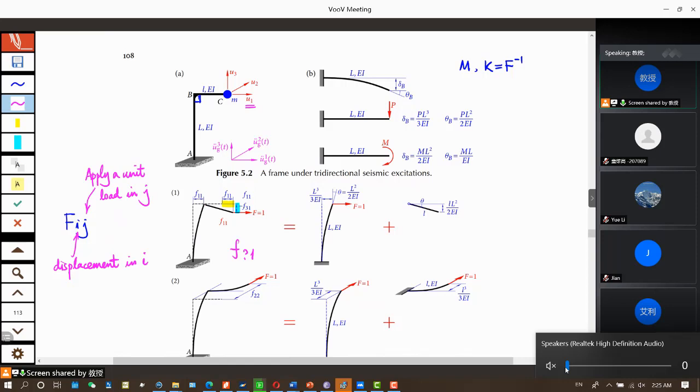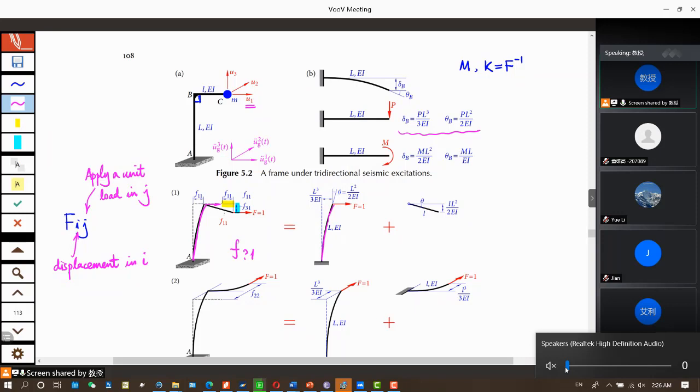Now, BC remains rigid, because it's rigid in the axial direction. So we just need to add this part. So we can find the displacement, this value, and the deflection is this.